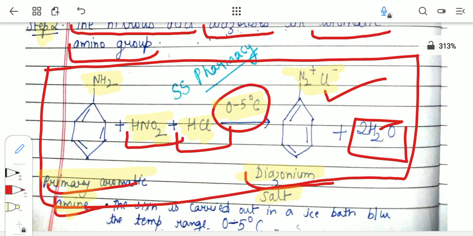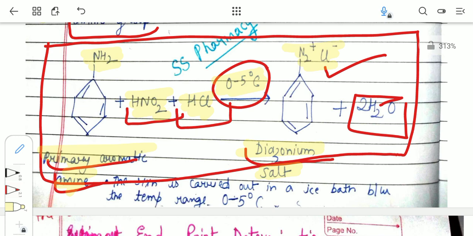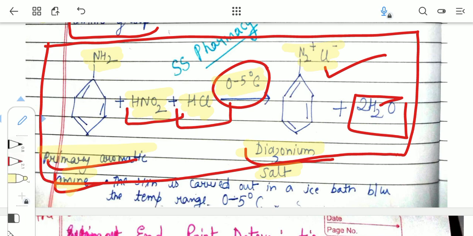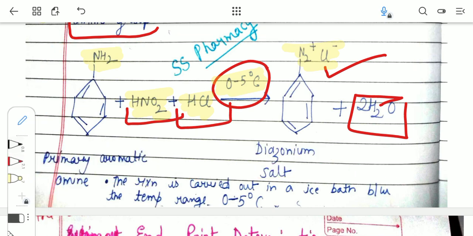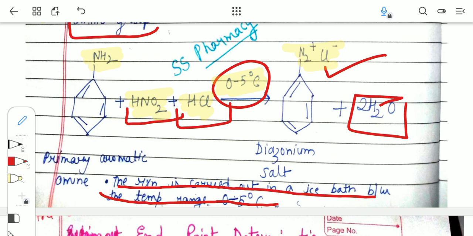One thing important over here is that the reaction is carried out in an ice bath, and the temperature range is 0 to 5 degrees Celsius. So a very low temperature is necessary for this reaction to occur, because at higher temperature some other compound is formed. So I hope this principle is clear to you.